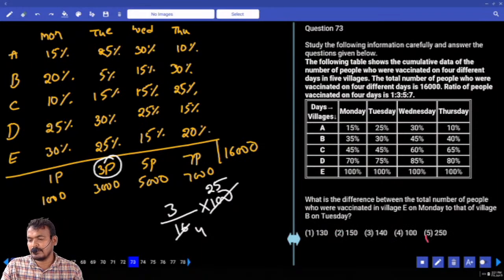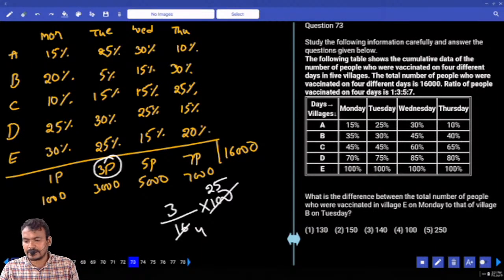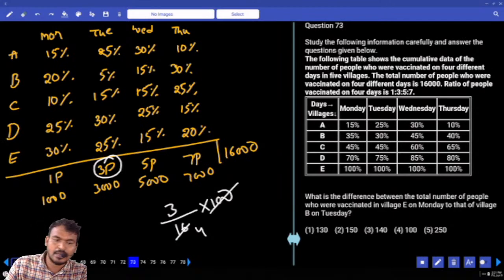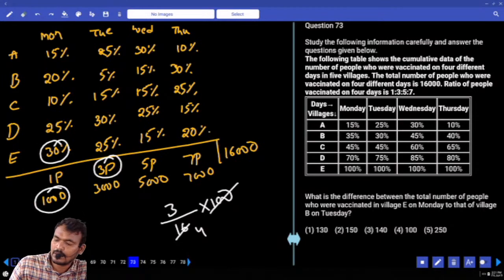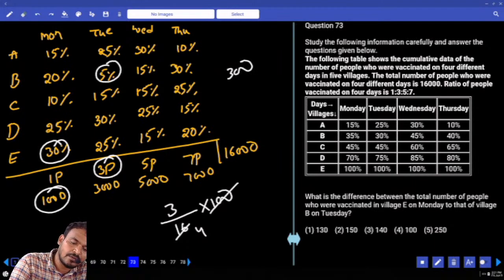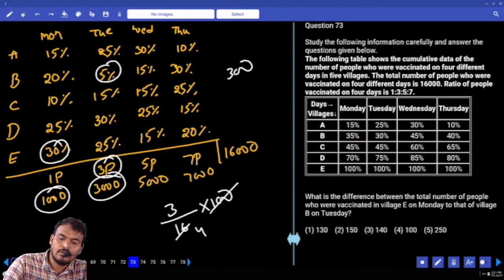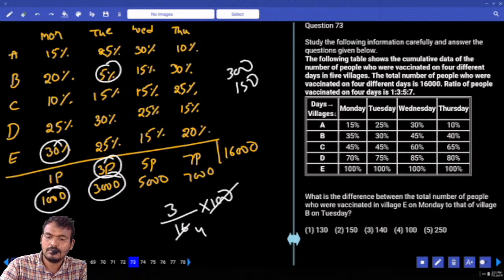73. What is the difference between the total number of people who were vaccinated in village E on Monday to that of village B on Tuesday? What is village E on Monday? E value on Monday, 30% of 1000. How much? 300. Next, B on Tuesday, 5% of 3000. 150. And difference how much?